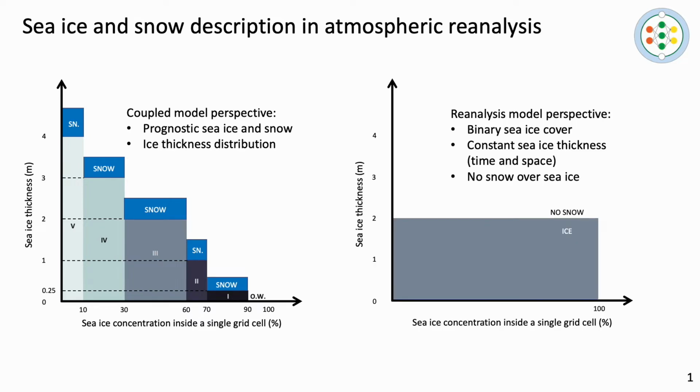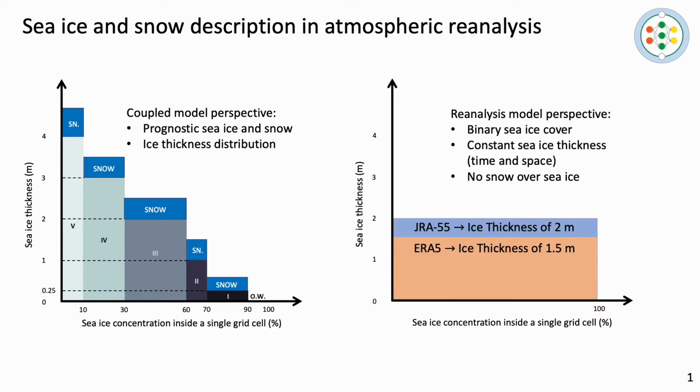On the other side, atmospheric models that are used to produce reanalysis are typically uncoupled. And in this case, we have a very simple description of the sea ice system. In particular, we have a binary sea ice cover. This means that we don't really have a sea ice concentration, but we just have ice or non-ice. We have a constant ice thickness in time and space everywhere, no matter the hemisphere. And we also have no snow over the sea ice.